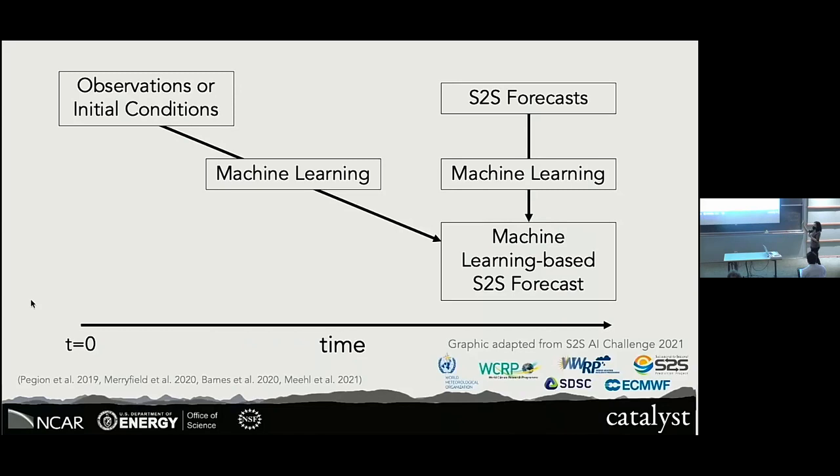Or you can take a second approach, which is that vertical line, where you start at weeks 3 through 6 with your numerical model output, and bias correct or improve upon that numerical model output and generate an improved prediction. And so I'll be sharing examples for each of these approaches here. So first, starting with the diagonal line. So again, starting at time 0 and then applying machine learning and going into the future to generate a forecast that hopefully has some sort of skill.